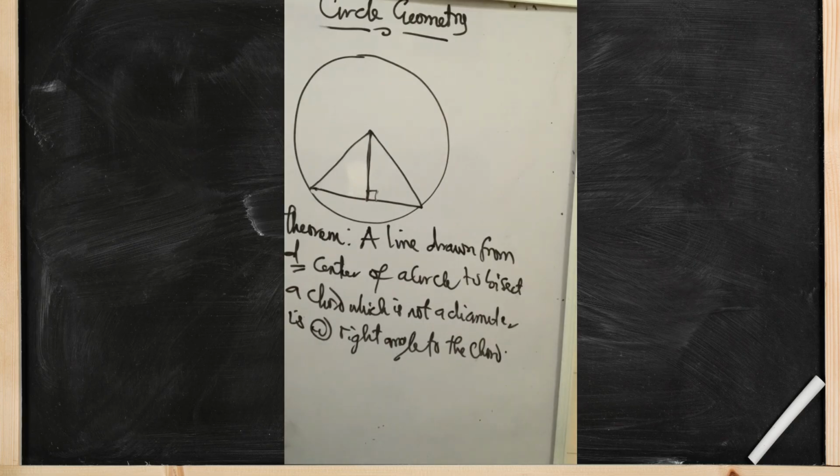So that's the theorem. A line drawn from the center of a circle to bisect a chord which is not a diameter is at right angle to the chord. Another way to say it is that it's perpendicular to the chord. So let's quickly solve questions that surround something like this so that you'll be able to appreciate it further.